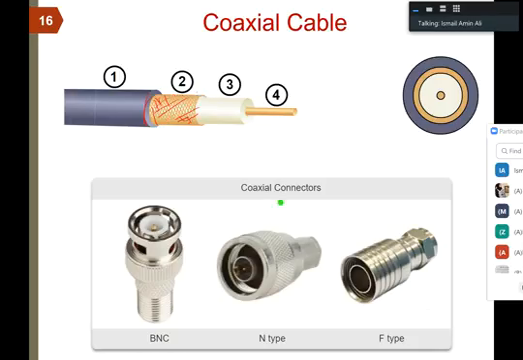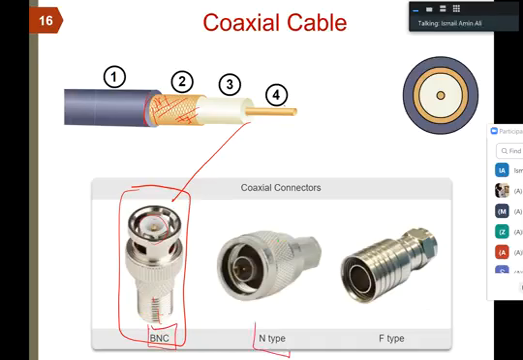Okay, to terminate this, you need terminators. You see, when you connect your cable to the satellite, you need to terminate it. So you need terminators. This is the terminator that was used with this cable. At the end, you terminate it, you connect it here, so that you connect this to the devices. This is called a BNC terminator or connector.